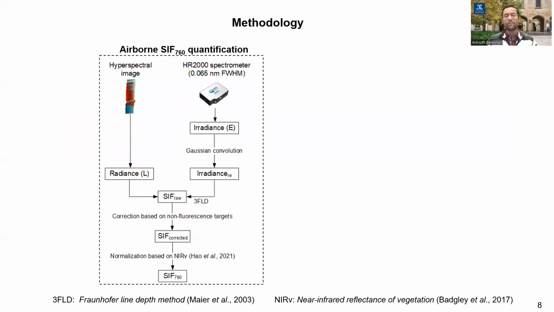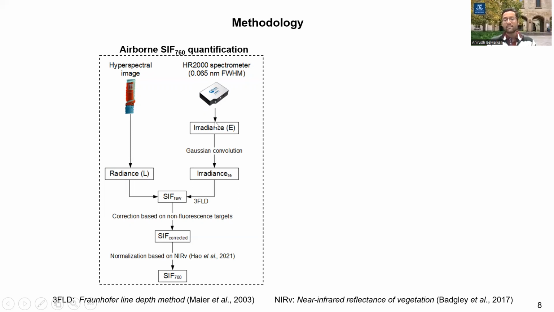Now the methodology for airborne SIF quantification. From the narrowband and sub-nanometer airborne radiance imagery, mean radiance was calculated for each plot by computing the average pixels within the whole region of interest, excluding the boundaries and non-vegetation pixels. The incoming irradiance at the time of flight was calculated using Ocean Optics HR2000 spectrometer with 0.065 nanometer FWHM.